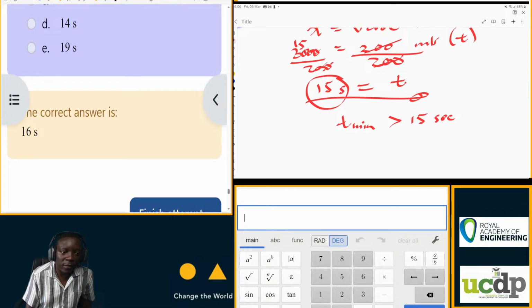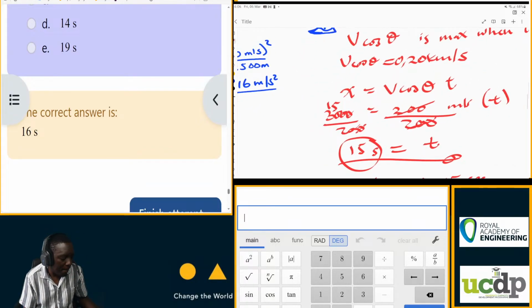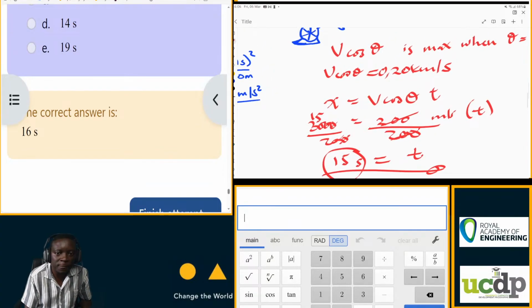Oh, okay, sir. Yes, good. Can I please ask? Mm-hmm. Is it 4,000 that you divided by 200? Yes, it's 3,000. It's 3,000, from 3 kilometers. Okay. So that's our range. That's the range, yes.